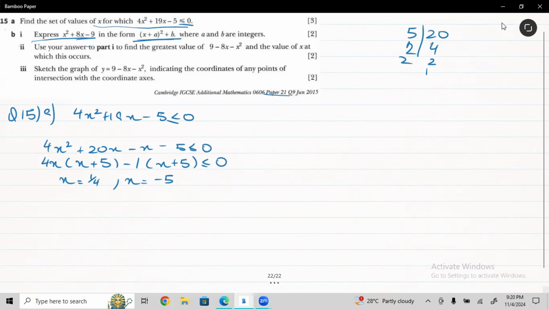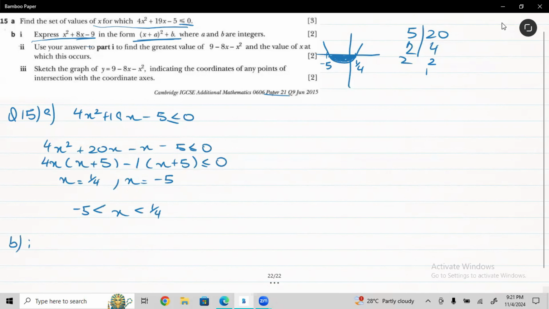In the end, what they've asked us are the values for x for which it is less than or equal to 0. And we would get negative 5 and 1 upon 4. So we have to find the values which are less than 0, and actually the part which I am shading. So the points which are less than 0 for this equation would be when x is greater than negative 5 and less than 1 upon 4. And that's it. This is question number 15, part A.